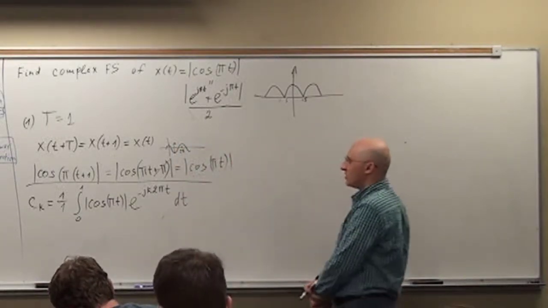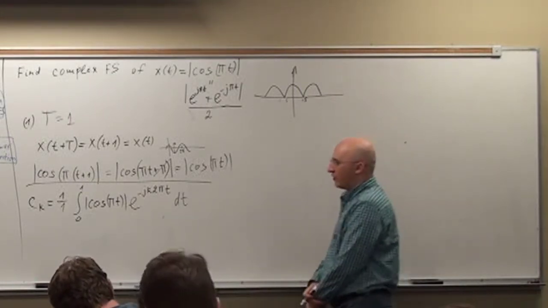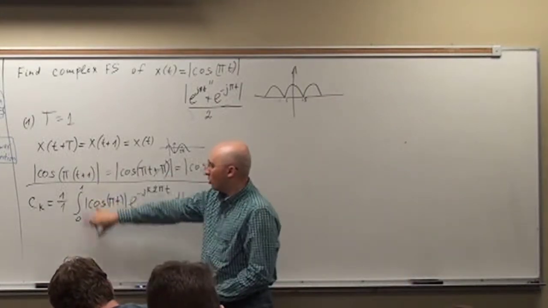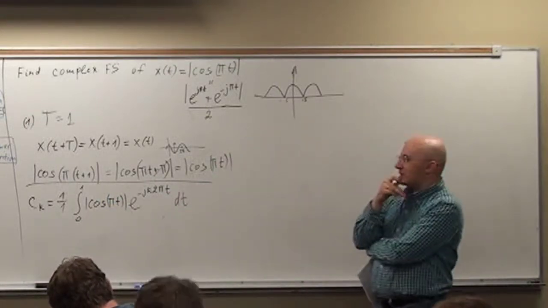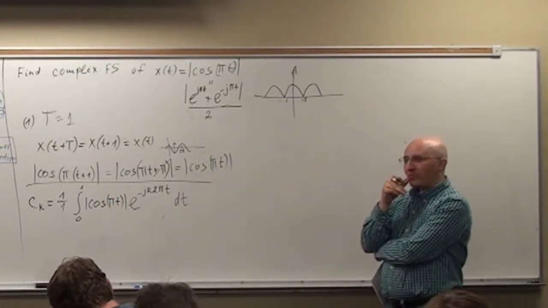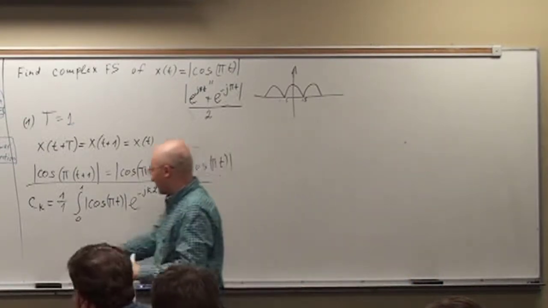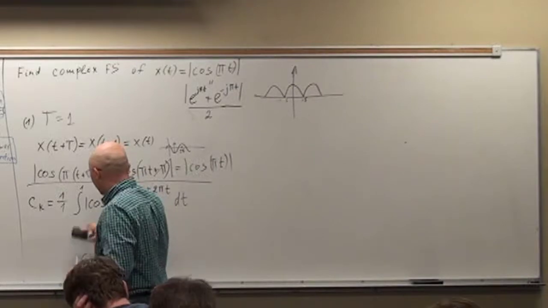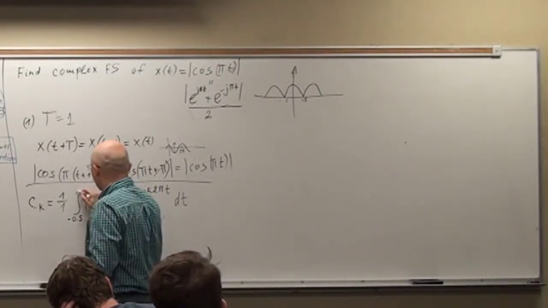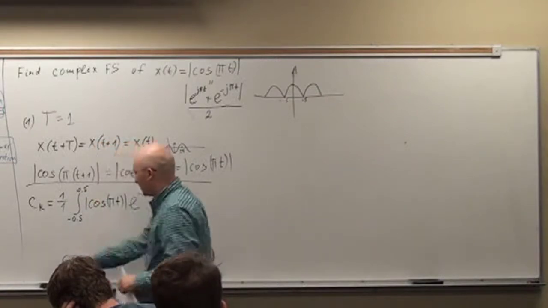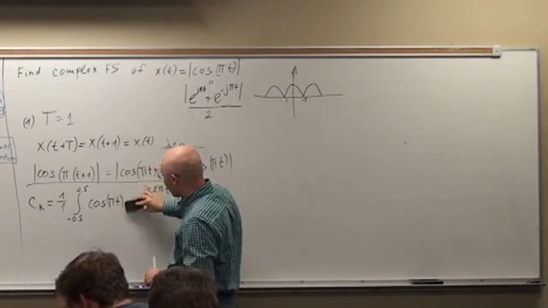Now, is it convenient to compute it in that way? Remember that we can shift the integral to any location of the interval we want. So where will be the most convenient interval? Negative 0.5 to 0.5. Yeah, so instead of 0, 1, we want to shift it to negative 0.5, 0.5. Why? Because in that case, you can remove the absolute value.